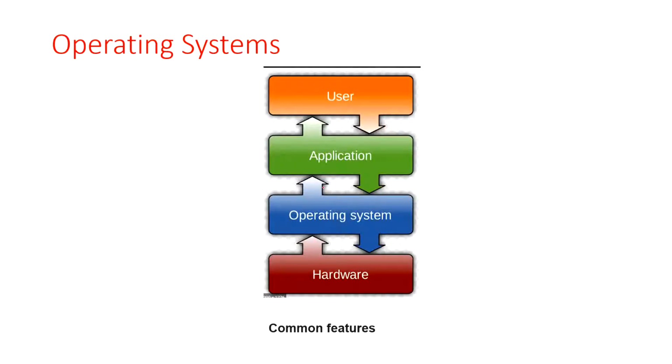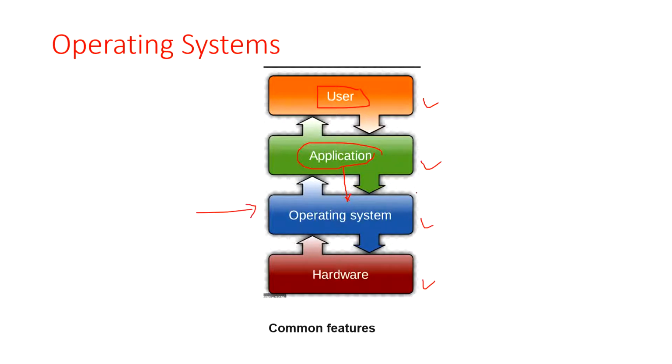Then where exactly does the operating system reside in a computer system? It is shown in the figure. The first layer is the hardware layer, the second layer is the operating system, then the application layer and then the user. The user writes a program, which is an application program. That application program communicates with the operating system. The operating system decides how much hardware has to be assigned for a particular application. So this is where the operating system resides in the computer system.